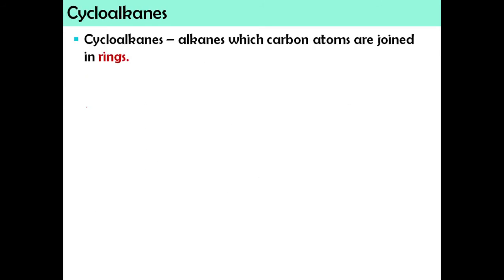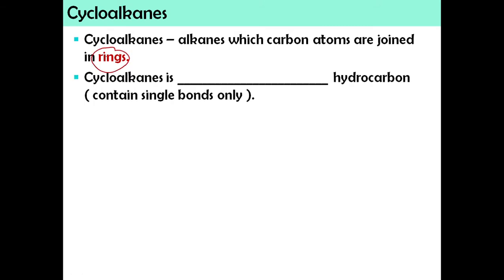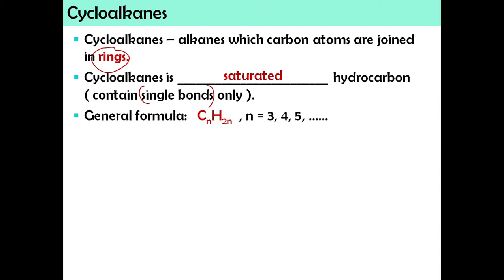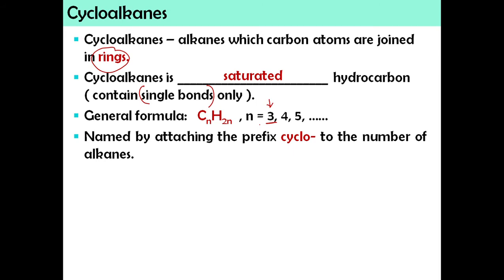Cycloalkanes is alkanes in which carbon atoms are joined in rings. So, sama juga masih saturated hydrocarbon because alkane contains single bonds only. So, for the general formula CnH2n with the number of carbons start with 3 carbon. So, kalau ada 3 carbon, barulah boleh menghasilkan cycloalkane. For the naming, we're going to attach the prefix cyclo at the front to the number of alkanes.